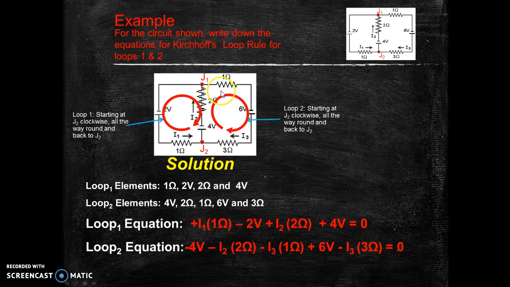And then we traverse the 1 ohm resistor in the direction of decreasing potential, because I3 goes the same direction as the loop, so minus I3 times 1. Then we traverse the 6 volt battery from low to high, so plus 6. And then we traverse the 3 ohm resistor in the same direction as the current I3, so minus I3 times 3 ohms, and everything equals 0.